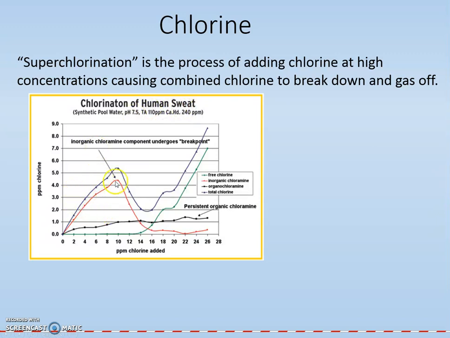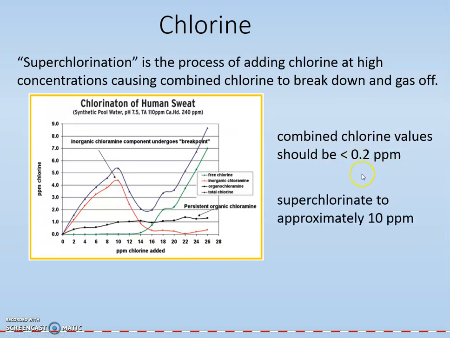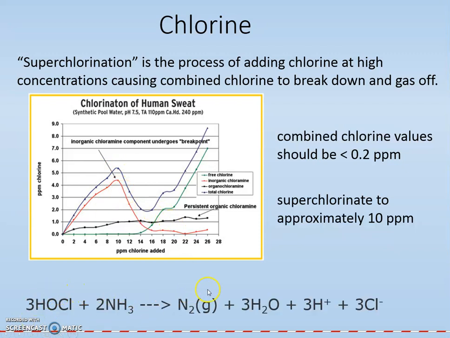So this is somewhat of a confusing graph, and the chemistry is fairly involved, but the takeaway here is that there is combined chlorine in your pool. It should be less than this value. And to get rid of that combined chlorine, you superchlorinate to about 10 parts per million, and that's the breaking point where your chloramines gas off according to this reaction and produce gaseous nitrogen and some other compounds.